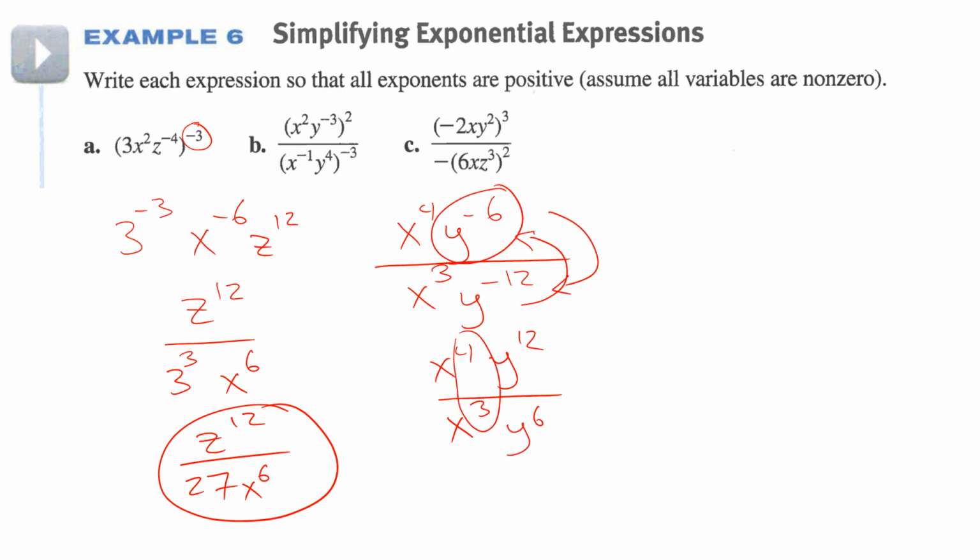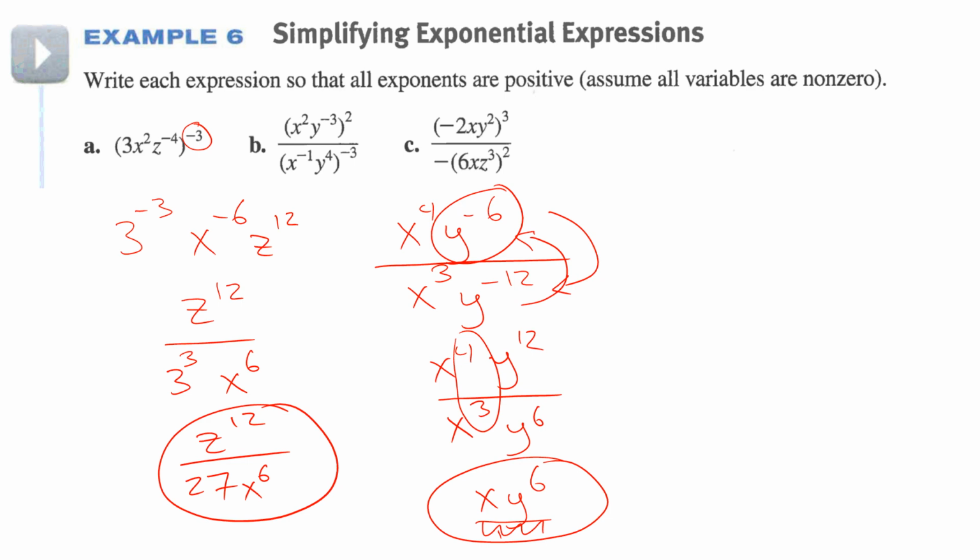Let's subtract. 4 minus 3 is 1. And 12 minus 6 is 6. And in both cases, the numerator 1. So the denominator would just be a 1, which you do not need to write. You can just write it as x times y to the 6th.